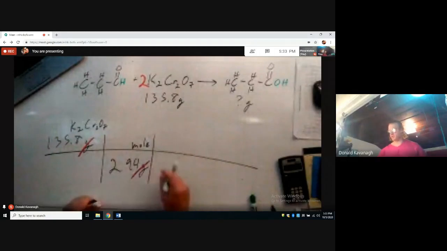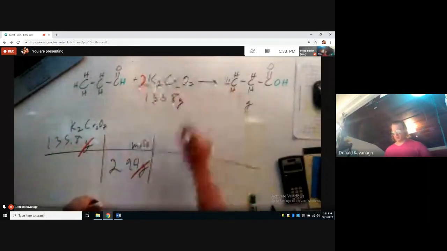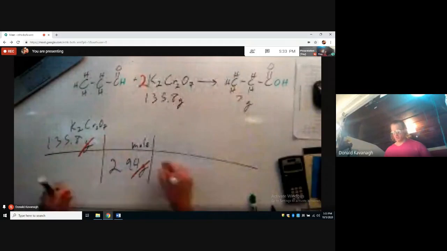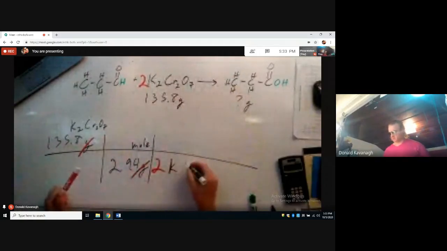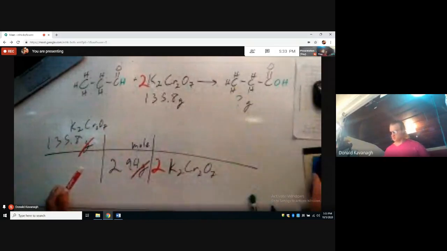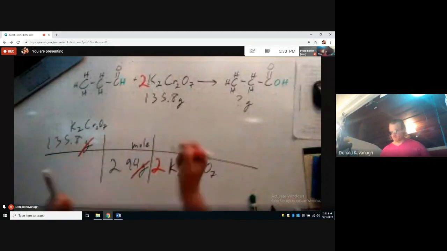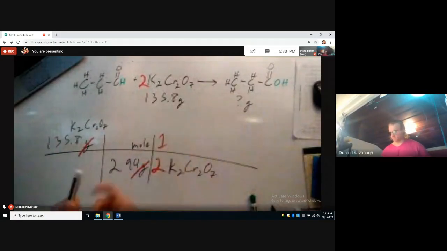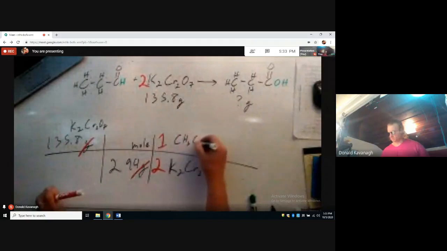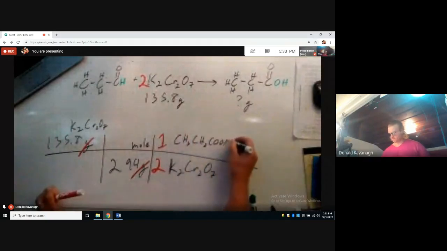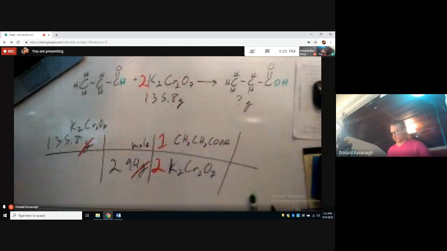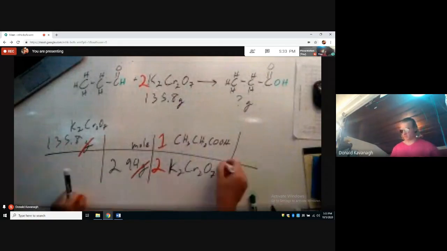mole-to-mole ratios in the balanced chemical reaction. For every 2 potassium dichromates, we have 1 propionic acid. Notice how a word cancels out in every step.